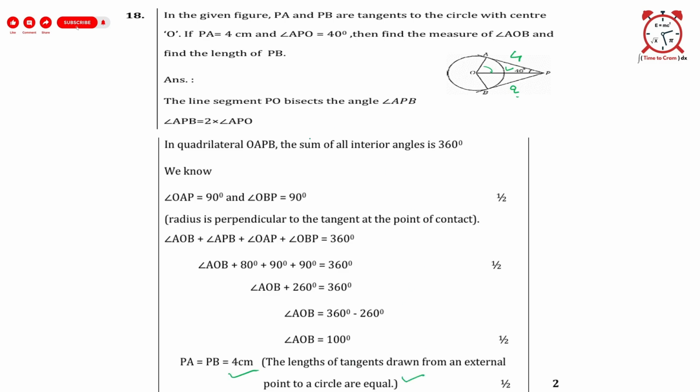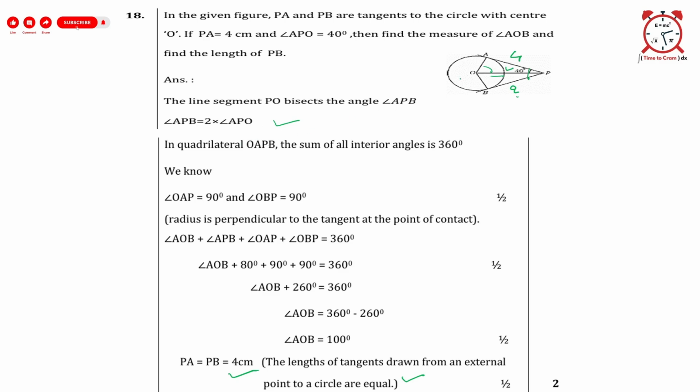Now let us calculate this angle. The line segment PO bisects the angle APB. This fact we also know. This angle is bisected. So, if we find the angle APB, then it is double the angle APO.